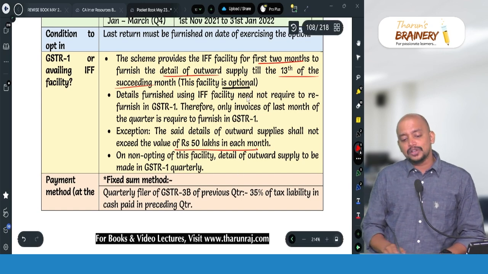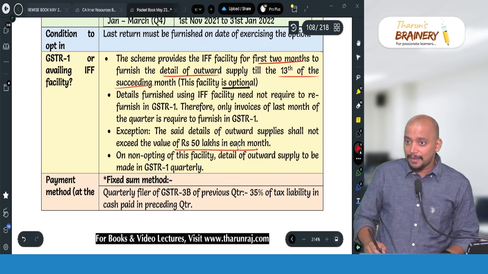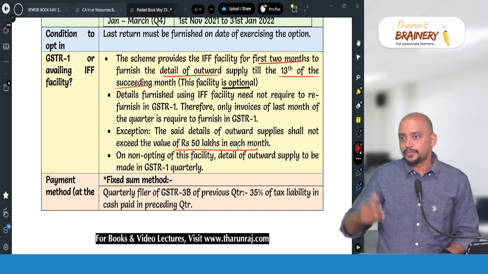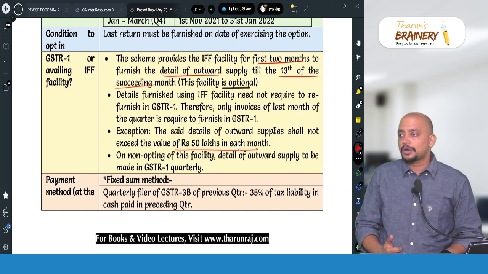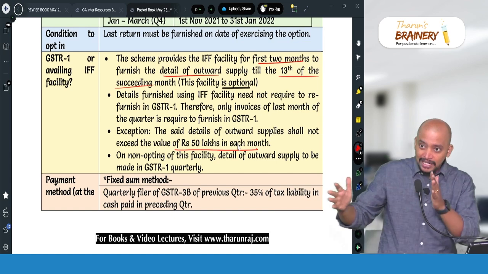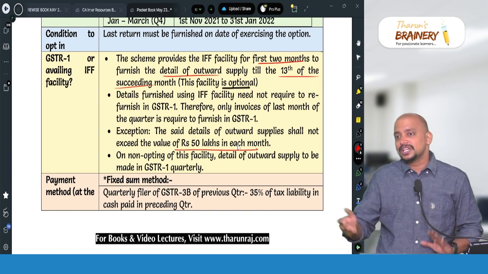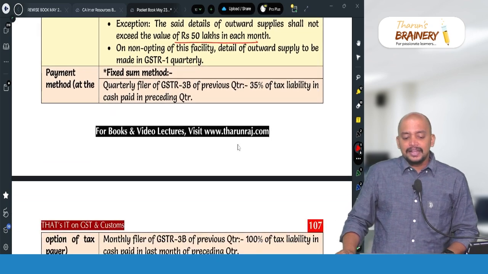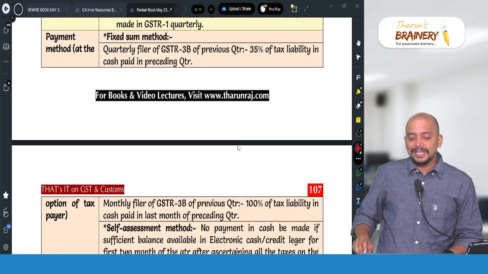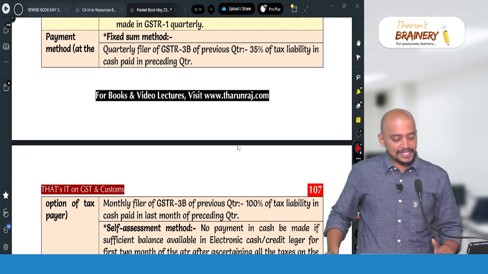And suppose if they are not opting for this IFF option, then what will happen? All 3 months' data they need to enter in GSTR1. Then the payment method: there are 2 methods, fixed sum method and self-assessment method.